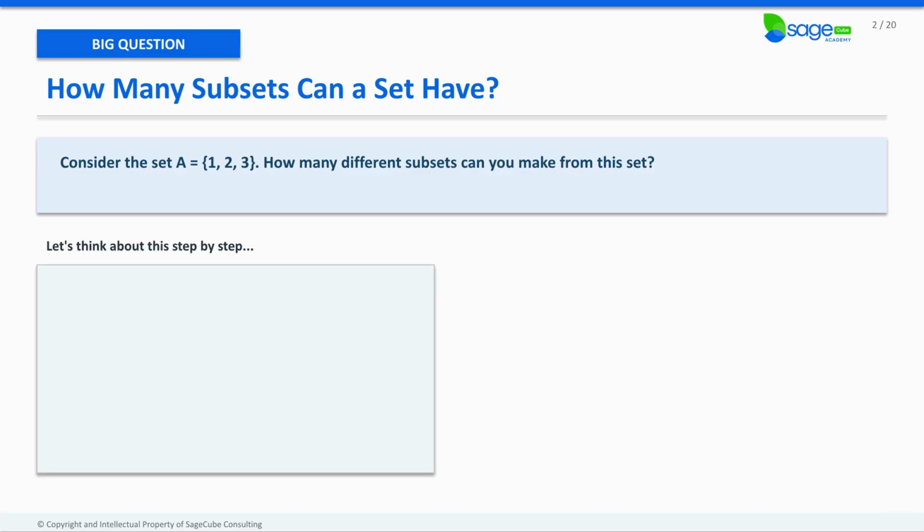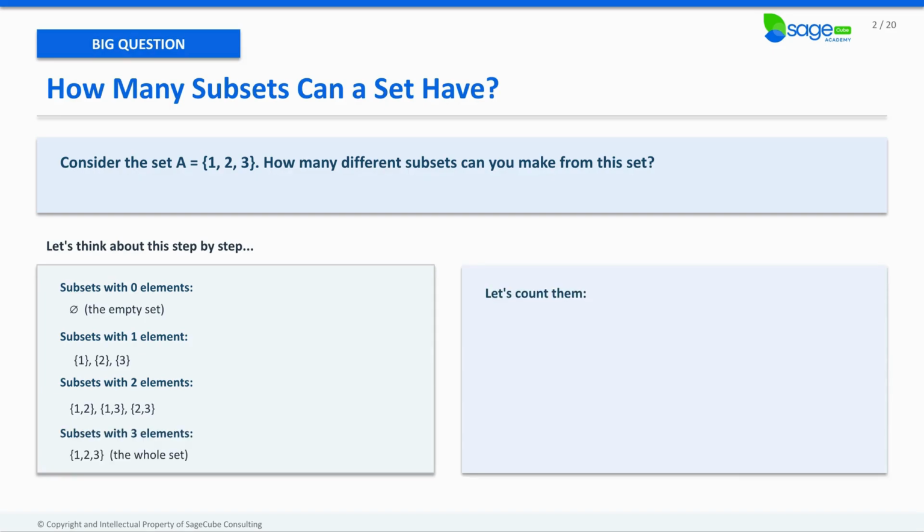Let's count by group. So first, 0 elements. It gives us what? 1 subset, right? Then 1 element. That one we're going to get what? 3 subsets: {1}, {2}, and {3}. Then 2 elements is also going to give us 3 subsets. So here we have {1, 2}, {1, 3}, and {2, 3}. Then we have the full set.